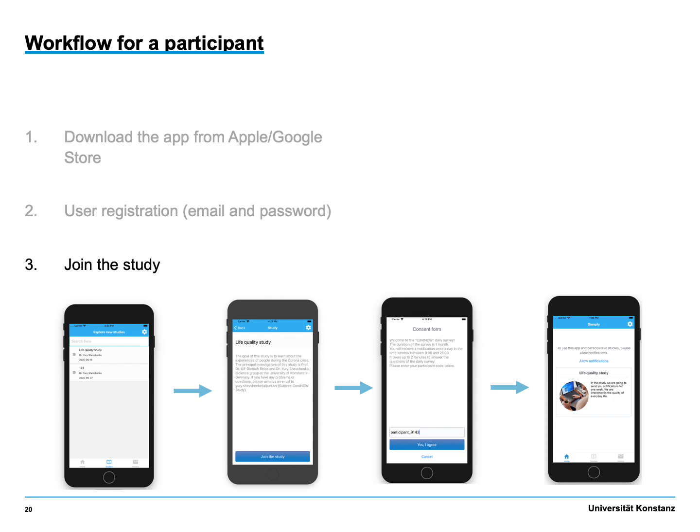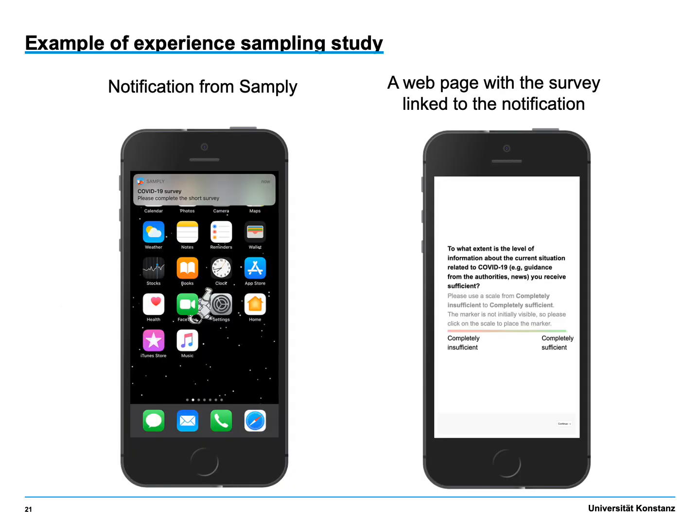After giving the consent and joining the study, the active study is displayed on the home screen of the app. At this point, participants can close the app. And later, when the notification arrives, it will be shown in the notification bar of the phone. When the participant taps on the notification, the link is opened in a mobile web browser.